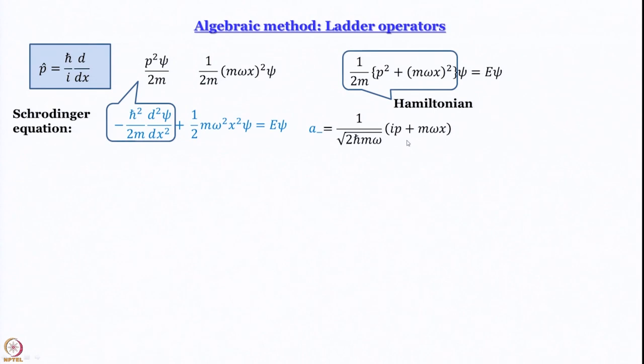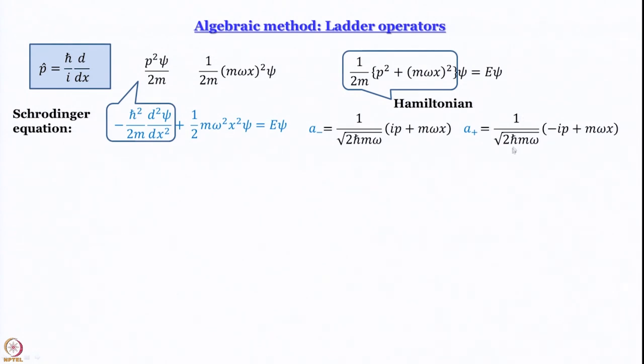u here is p, so ip plus v is m omega x, ip plus m omega x, and minus ip plus m omega x. What we said is let us take these two quantities anyway, work out their products and see how far we are from the Hamiltonian. And as we said, this factor that is there, that is because we already know what the solution is going to be.